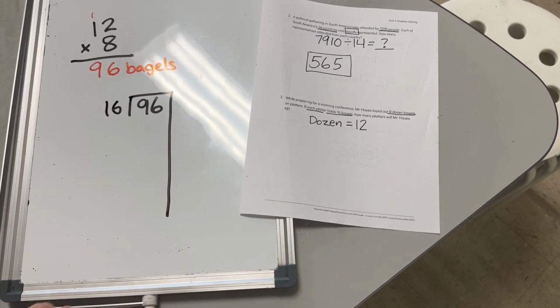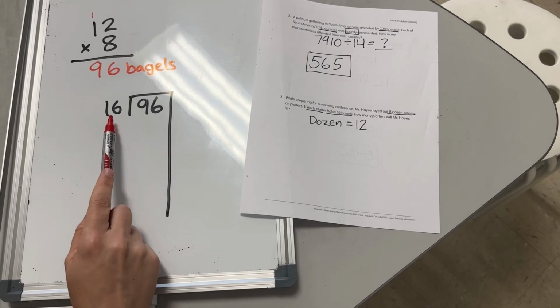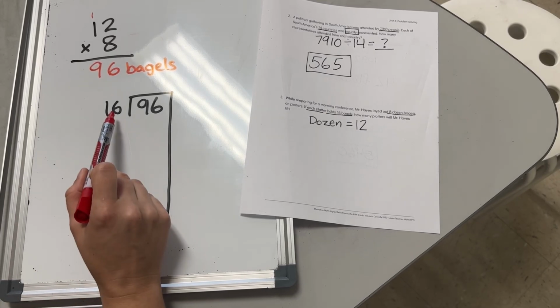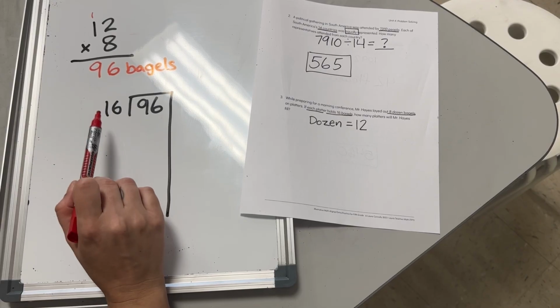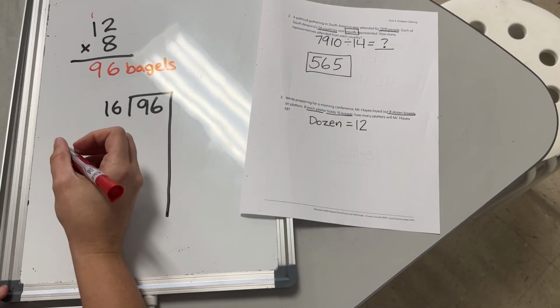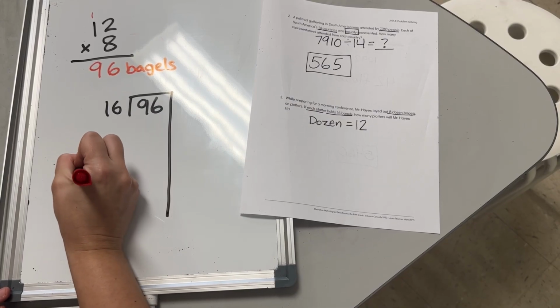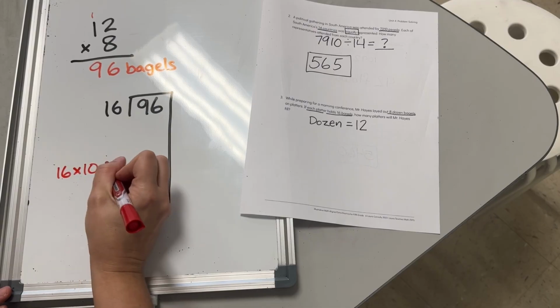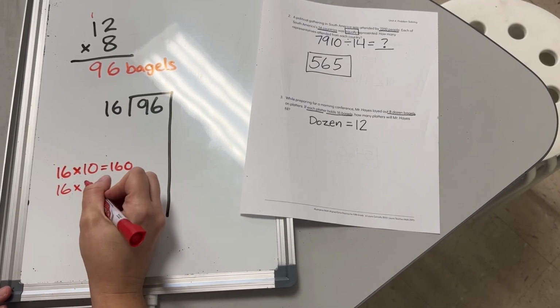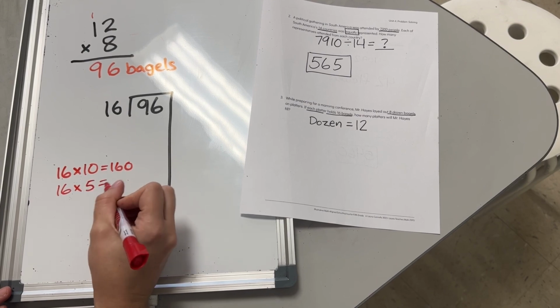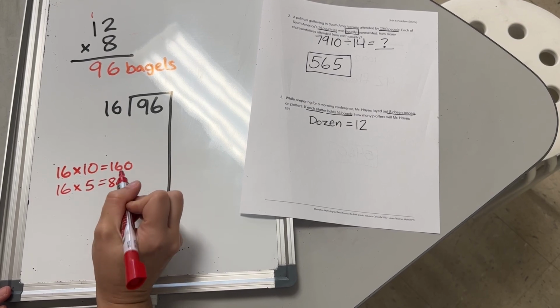All right. In order to do this one, maybe I don't know my math tables for my 16s, but I know that 16 times 10 is 160. And if I cut that in half, that's 80. If I cut 10 in half, that's 5. So here's what's happening in my head. I'm thinking to myself, 16 times 10 is 160. And I know I could cut that 10 in half. Half of 10 is 5. So half of 160 is 80.